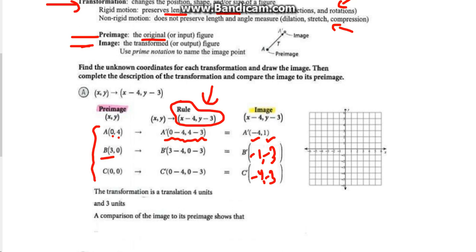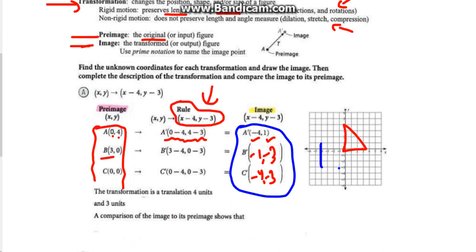We're going to plot these points briefly. First, the original one. The original is 0, 4, 3, 0, and 0, 0. So we're going to plot this, and that's my original. Now I'm going to plot the new points. Negative 4, 1, negative 1, negative 3, and negative 4, negative 3. That's my new one.